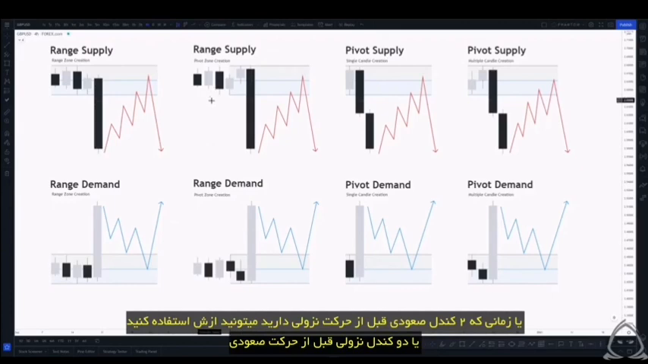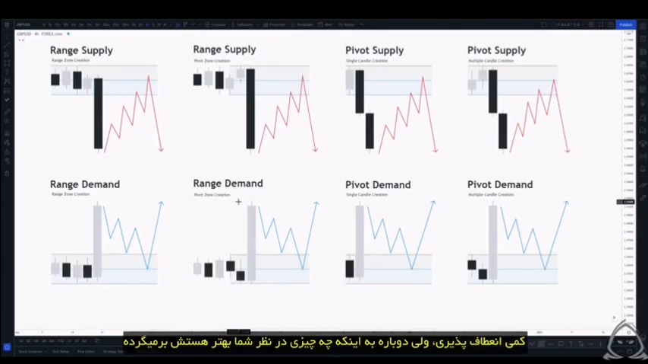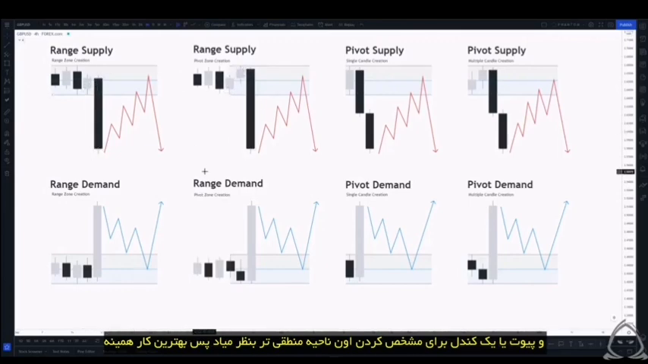Or if you have 2 bullish candles before that bearish move, you can use those, or 2 bearish candles before the bullish move. A little bit of flexibility, but again, it ties back to what makes the most sense for you and can be situationally dependent. If you have a very large range and conceptually the pivot or singular candle makes more sense to mark, then that ideally is the best route to go.